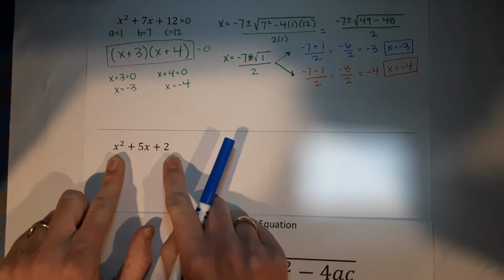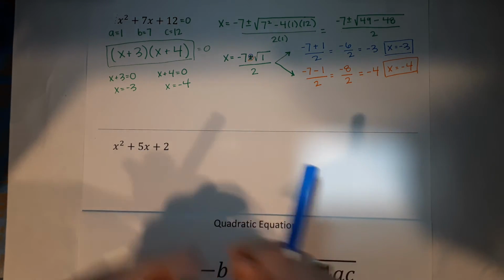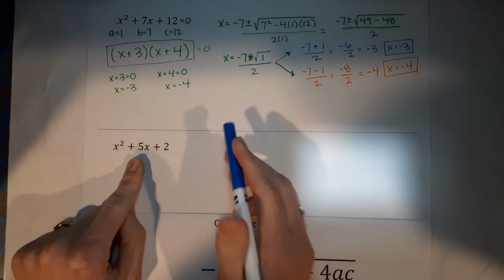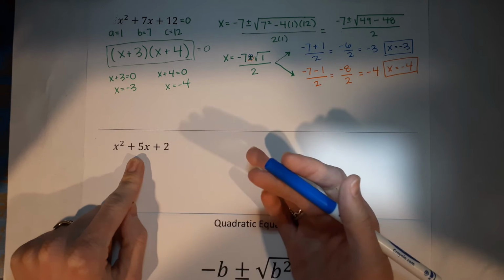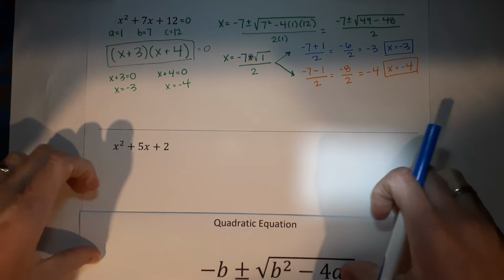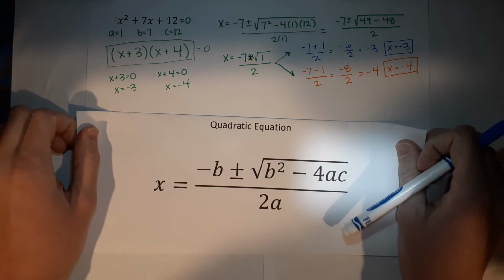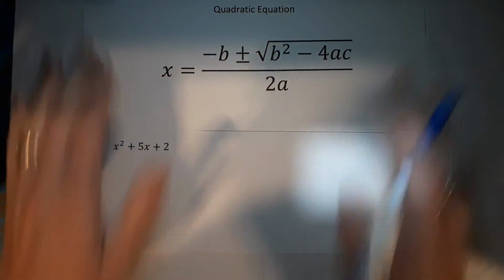2 times 1 equals 2. So you're looking for two numbers that multiply to 2 and add to 5. Well, 1 and 2 multiply to 2 and add to 3, and that's it, right? We don't have anything else to work with. So that's when this guy comes to the rescue, okay? You're not done. So this is when this guy is wonderful, okay?